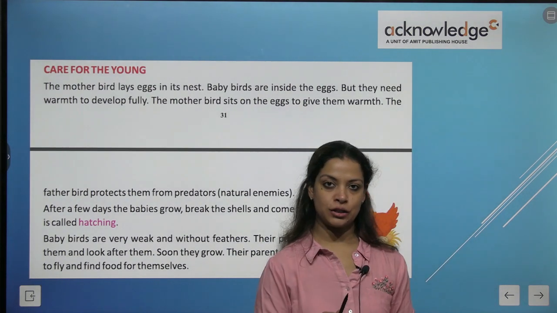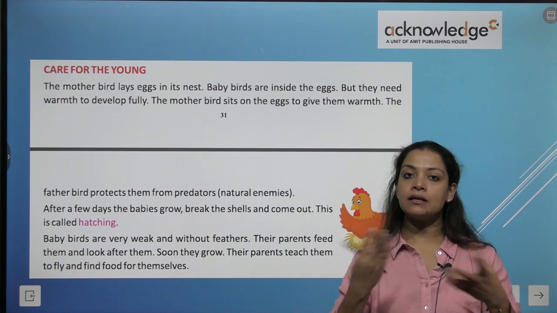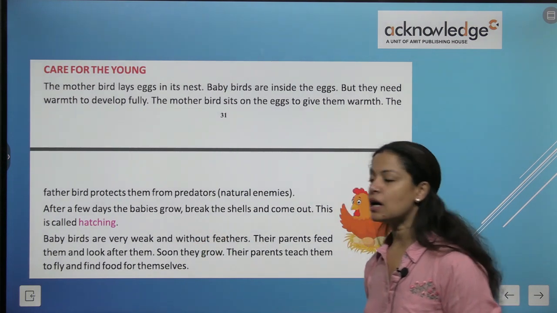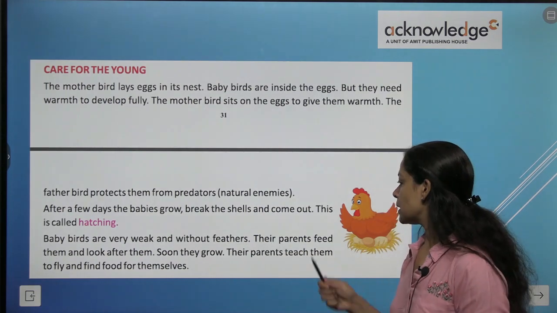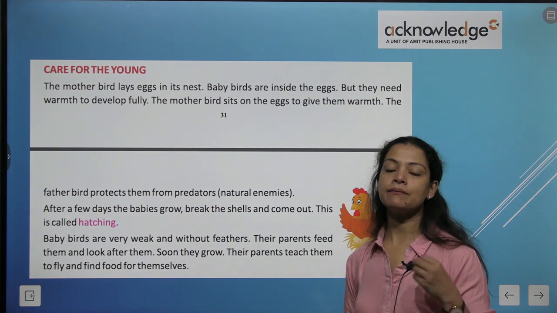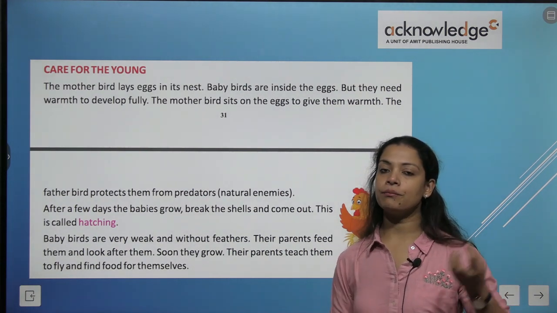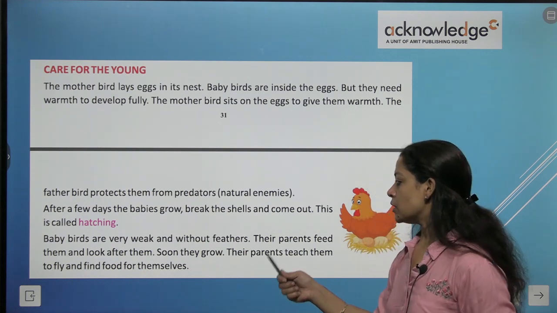After a few days, the babies grow, they break the shells and come out, and this process is called hatching. So hatching of egg क्या होता है? Breaking of the shell, breaking of the egg and coming out of it. Baby birds are very weak, बहुत छोटे and tender, delicate हैं. They are without feathers. Their parents feed them and look after them. So till the time they are not growing up fully, इनके parents birds जो है, they feed them and take care of them.